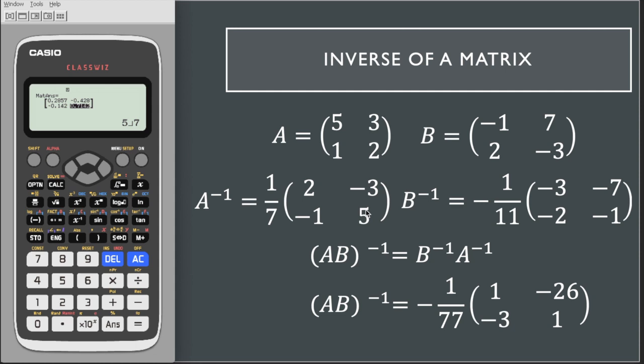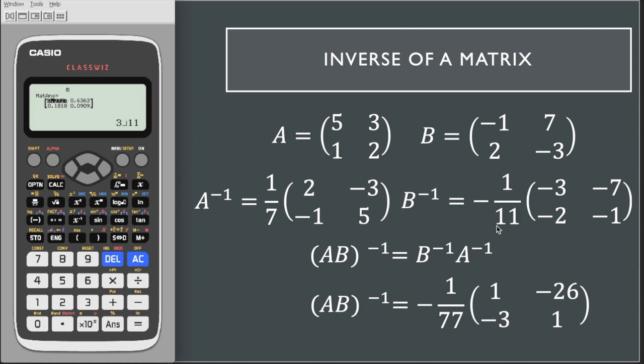So now we can work out the inverse for matrix B. If we select AC, select Option, and now we can select matrix B, so that's option 4. And now we can do the exact same, so we just press this button here, x to the power -1, select equals, and if we compare this against our answer here, our first entry is 3/11.